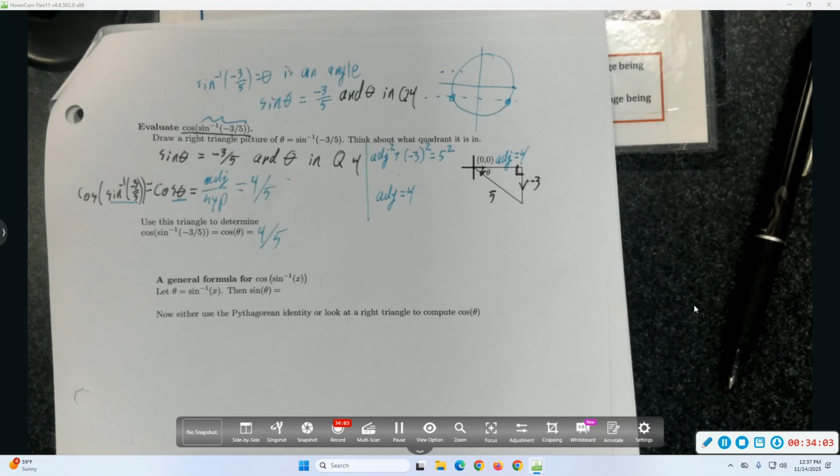And maybe I'll have you do one thing to double check. There were some moving parts there. Let's use the fact that we have calculators. Ask the calculator, what is the cosine of the inverse sine of -3/5? Or the cosine of the inverse sine of -0.6 if you like decimals.